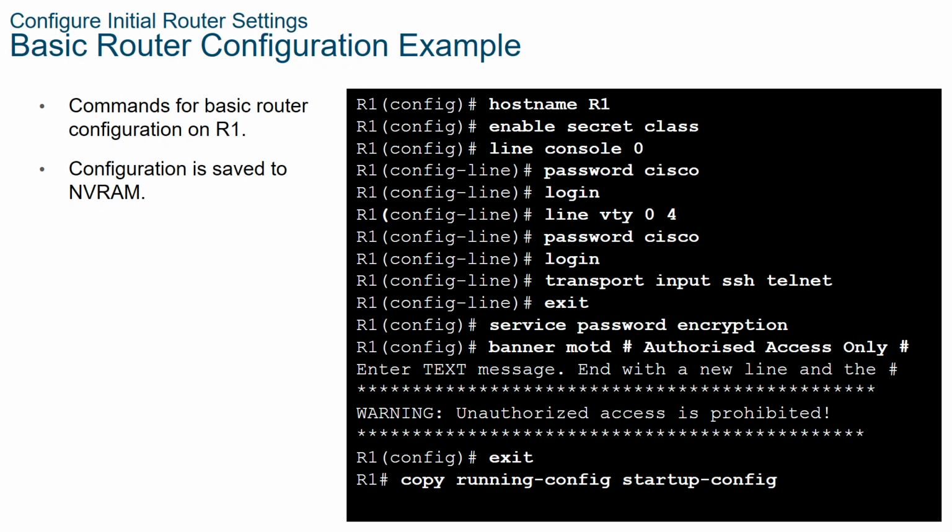We've activated the service for password encryption, so any of those plain text passwords of Cisco and the class would then be encrypted within the running configuration. And finally, we're putting on our legal notice, banner MOTD, authorized access only, to indicate that this device is protected and needs authorization to access it. And then finally, right at the bottom, we're copying the running configuration to the startup configuration so that this configuration is then saved within NVRAM.